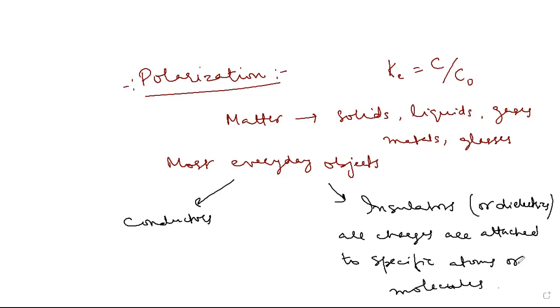There are actually two principal mechanisms by which electric fields can distort the charge distribution of a dielectric atom or molecule. One is stretching, and second is rotating, right? We have already discussed the behavior of a neutral atom in an electric field.